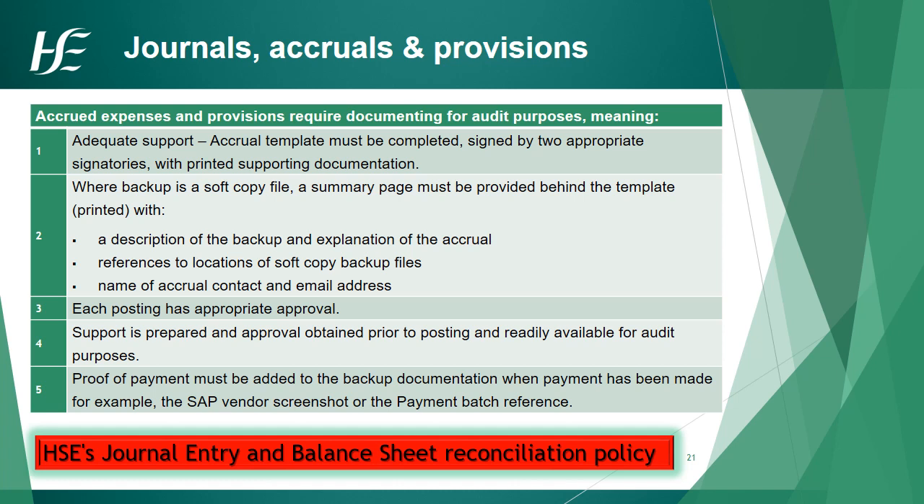Each posting must have appropriate approval. Support and approval must be in place prior to posting. And proof of payment must be added to the back of the accrued document when payment has been made. Provisions should be reviewed at each statement of financial position date and adjusted to reflect the current best estimate. If a provision is being reversed, the reversal must be classified the same as the original provision within the statement of profit and loss. For further details, please review the HSE's Journal Entry and Balance Sheet Reconciliation Policy available in the NFR.